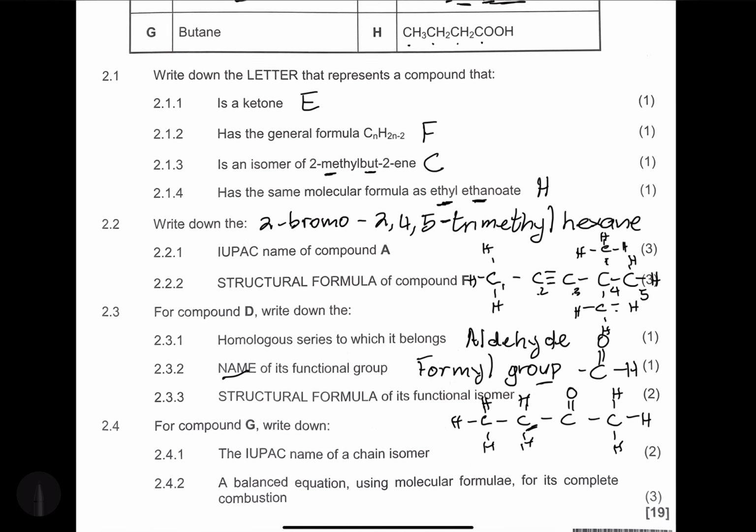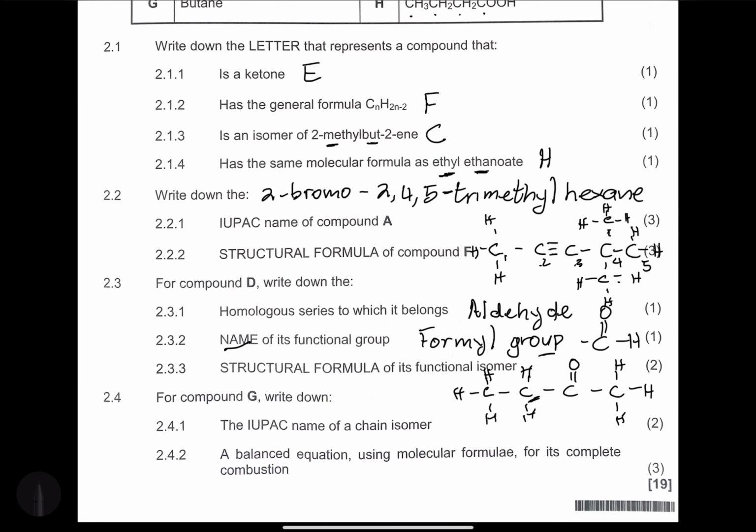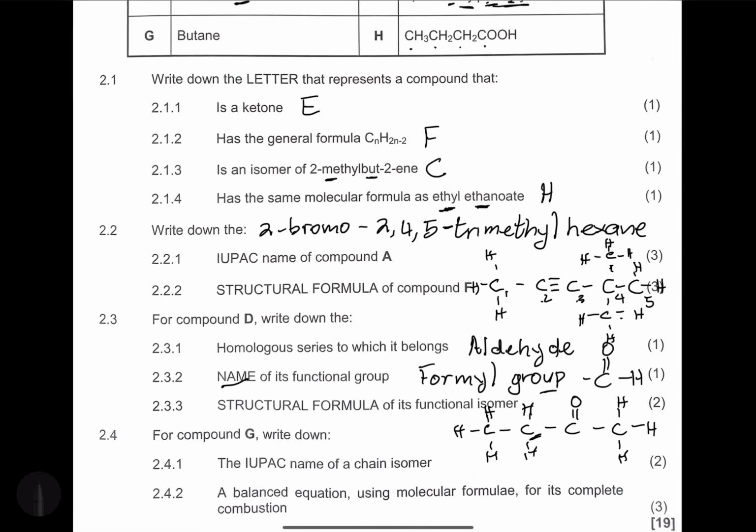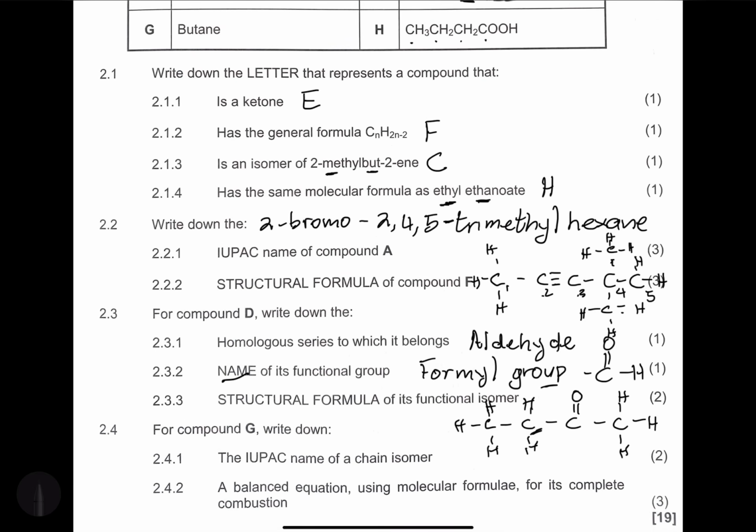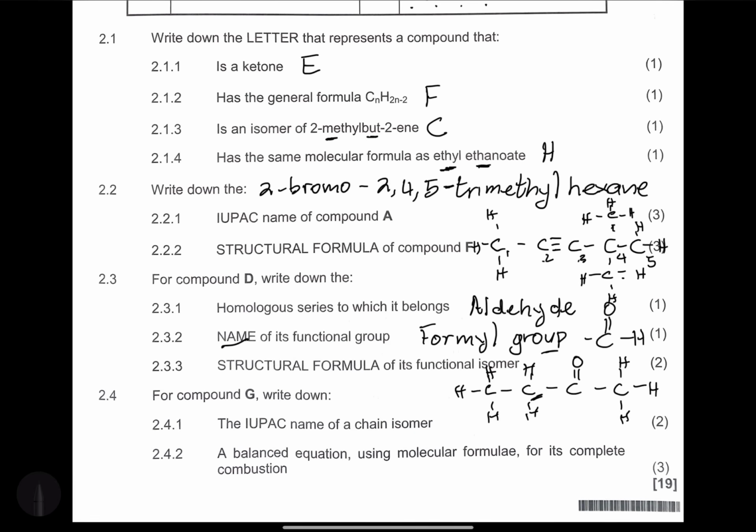All right, so the next question, they say for compound G, so compound G is butane, they say write down the IUPAC name of a chain isomer. Now remember that chain isomers in this case, same molecular formula, same functional group, but in this case, one has a side chain, the other one can be a straight chain compound, right? So what would it look like? So that would be with 3 carbons.